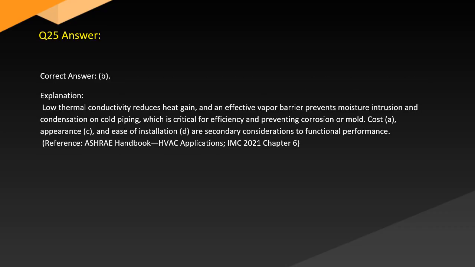Answer. Correct answer: B. Explanation: Low thermal conductivity reduces heat gain, and an effective vapor barrier prevents moisture intrusion and condensation on cold piping, which is critical for efficiency and preventing corrosion or mold. Cost A, appearance C, and ease of installation D are secondary considerations to functional performance. Reference: ASHRAE Handbook, HVAC Applications, IP 2021, Chapter 6.